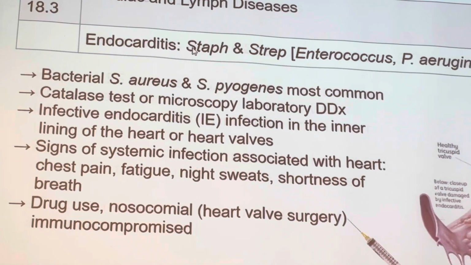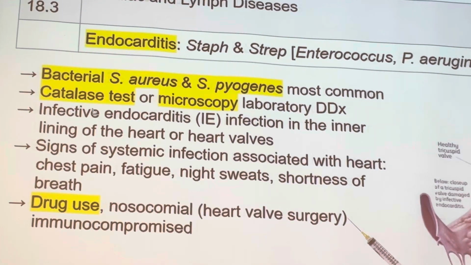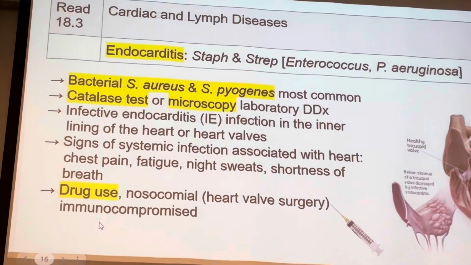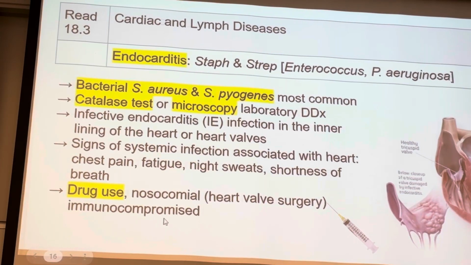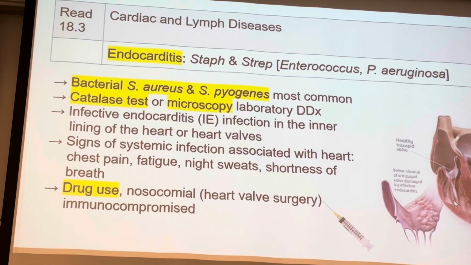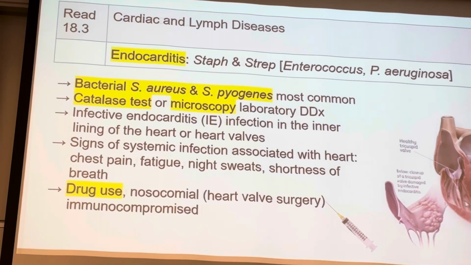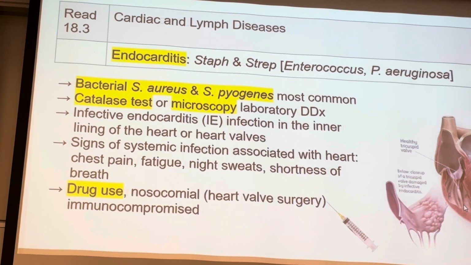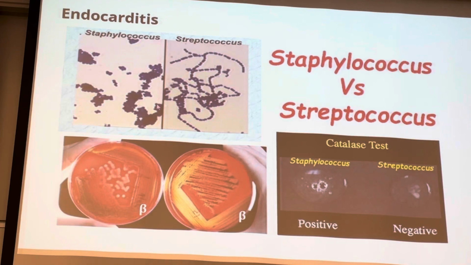Okay, so endocarditis is an infection of the endocardium of the heart. Usually it's for drug use patients. Sometimes there's a heart valve surgery or a severely immunocompromised patient. Then the bacteria gets into the bloodstream, and from the bloodstream it infects this inner lining of the heart. Signs of systemic infection. Aureus and pyogenes are the two main ones. We can differentiate between those two with the catalase test, or we can look at those under the microscope.